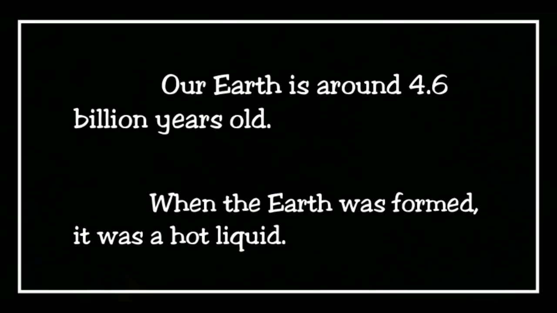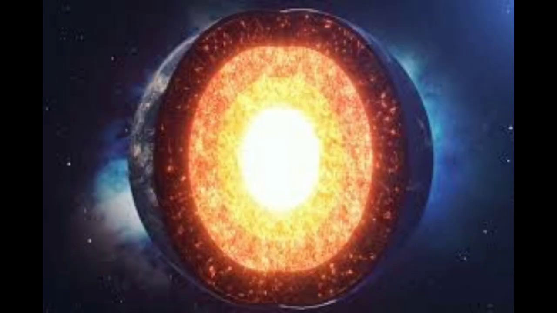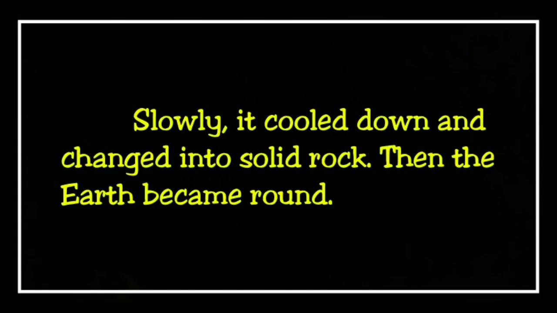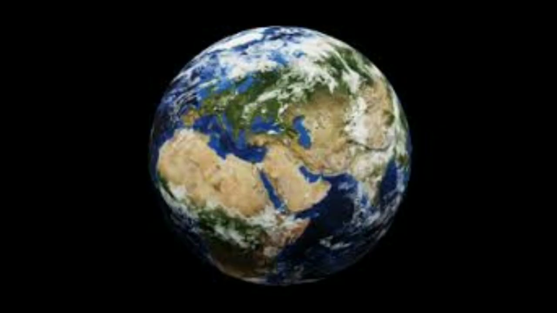Our Earth is around 4.6 billion years old. When the earth was formed, it was a hot liquid like this. Slowly it cooled down and changed into solid rock. Then the earth became round like this.